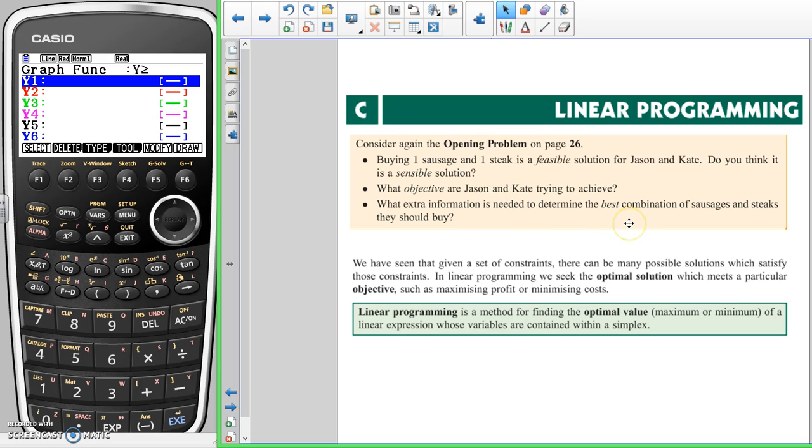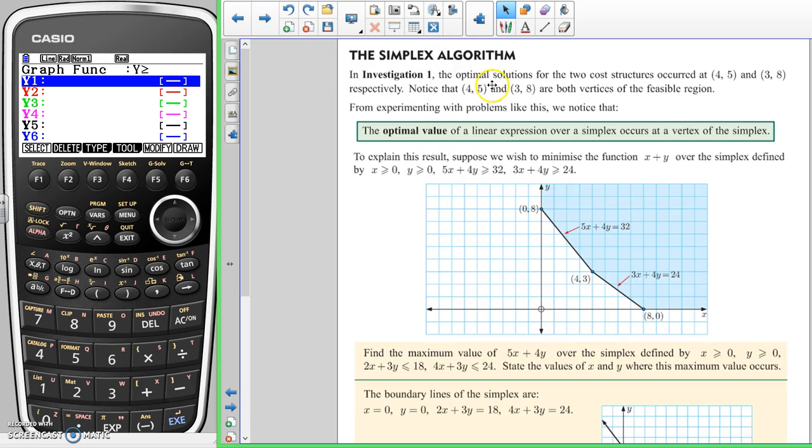Obviously we need to look at a little bit more information about the best combination of steaks and sausages they could buy, and we find that through finding an optimal solution or an optimal value. So we've usually been given sets of constraints. There can be many possible solutions which satisfy these constraints, but now we find that optimal solution which meets the particular objective, which is usually looking at maximising profit or minimising costs. What we call the simplex algorithm is where we find the optimal value of the linear expression over a simplex occurs at a vertex of the simplex. So simplex, remember, is our feasible region.